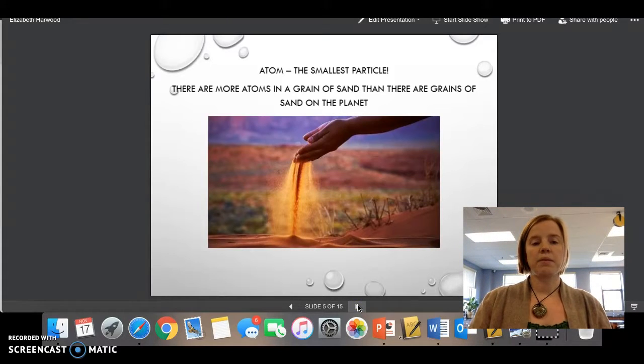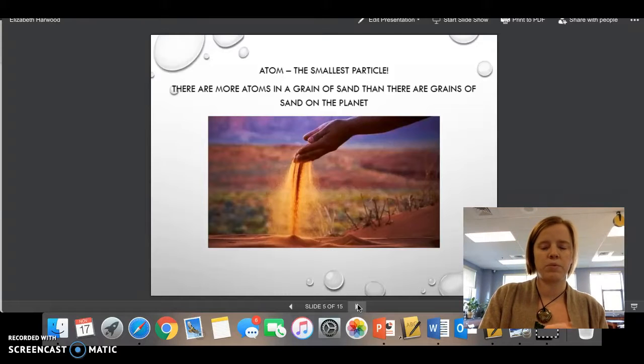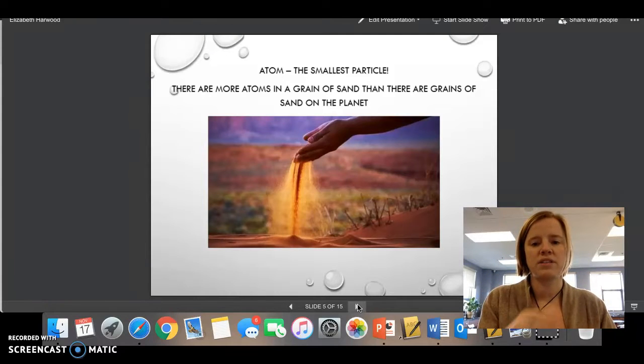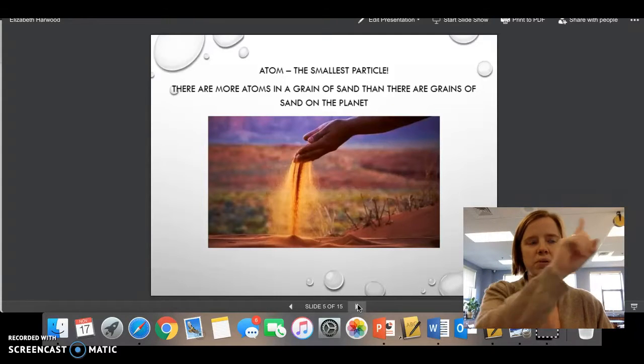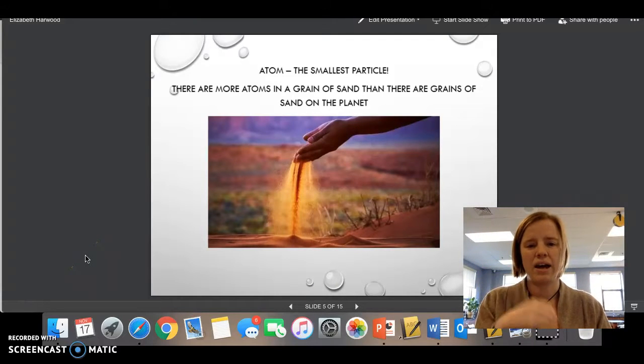So, we've been talking about atoms. Atoms are the smallest known particle. I mean, they're made up of all these subatomic particles that we know of too, but atom is the smallest particle. It is so tiny that there are more atoms in 1 grain of sand than there are grains of sand on the entire planet. So just think about that. It's really putting it into perspective about how tiny these atoms actually are.